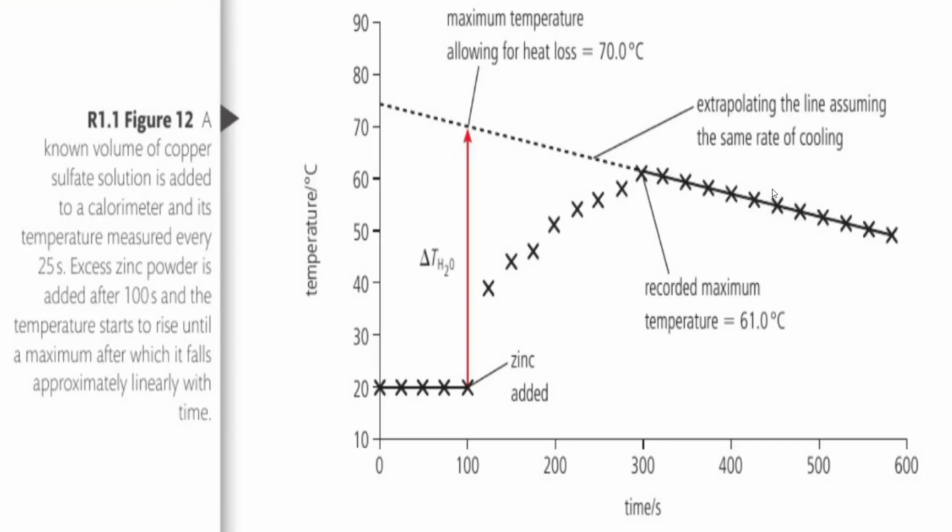After that, you're going to use a calculator and calculate a line of best fit for this equation. And you're basically going to go all the way back to when the zinc was initially added to see what the maximum temperature could have been if there was no heat loss, right? So here, extrapolating this line, we're going to get 70 degrees Celsius.